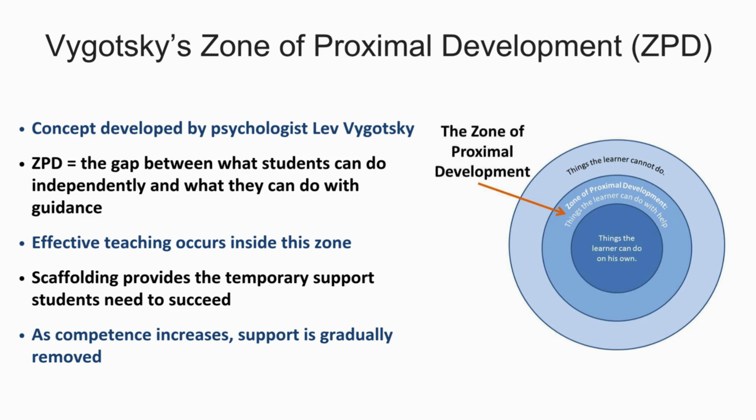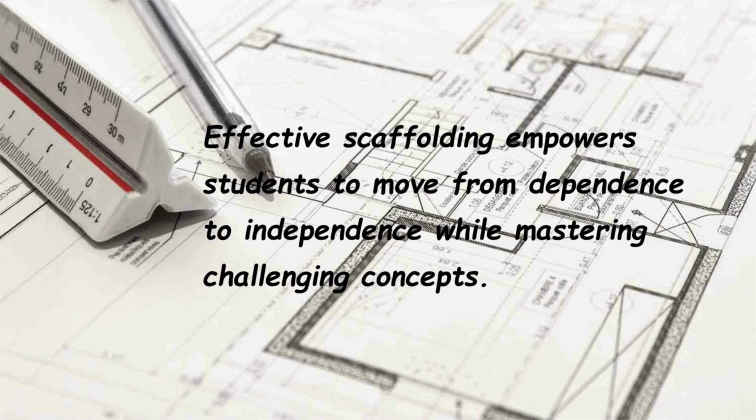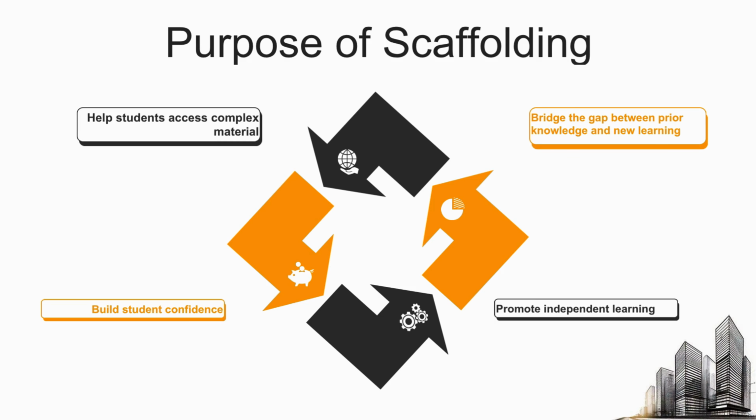Scaffolding provides the temporary support students need to succeed, and as competence increases, support is gradually removed. So it's a complex term that just means provide temporary support until the student can do it on their own. Effective scaffolding empowers students to move from dependence to independence while mastering challenging concepts.